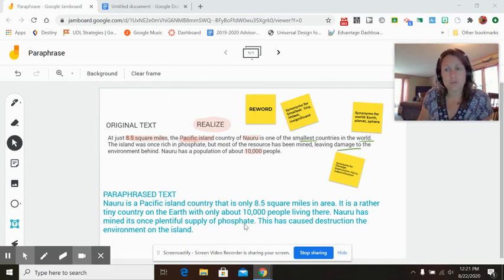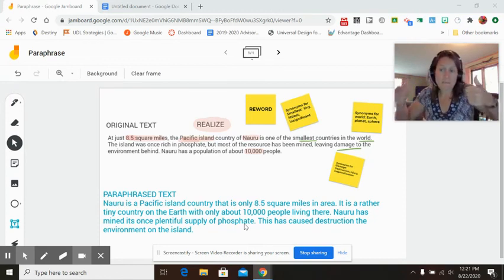I feel like I kept true to what the author was trying to say and didn't add any new or different information. Seemed to work.